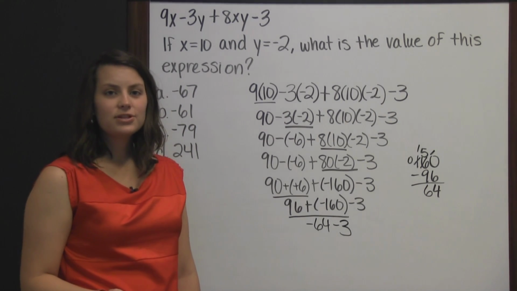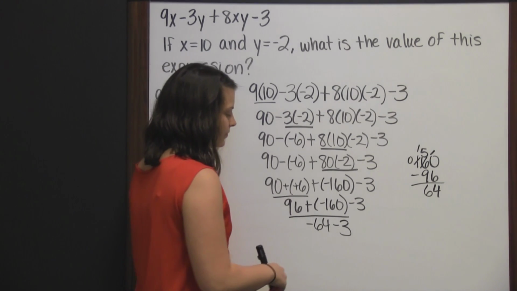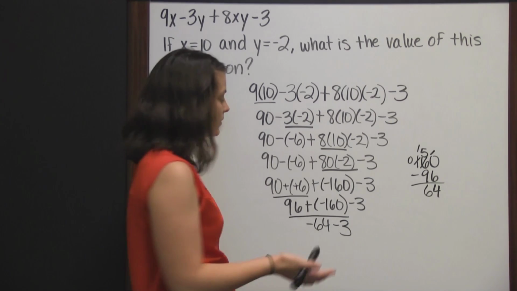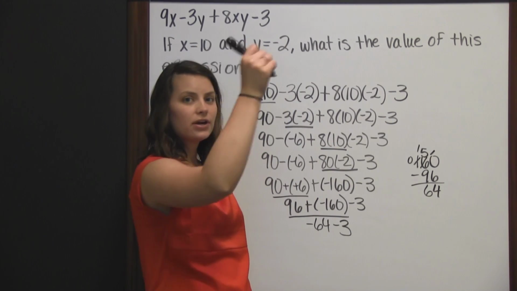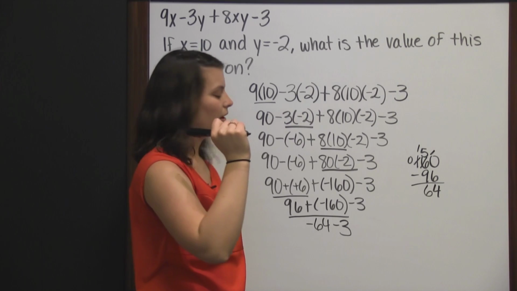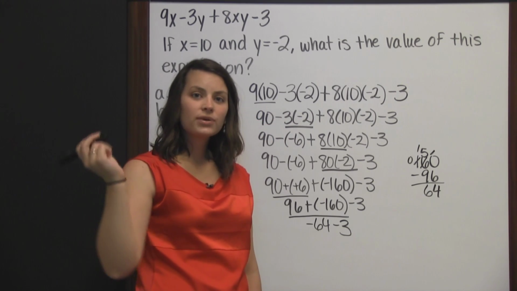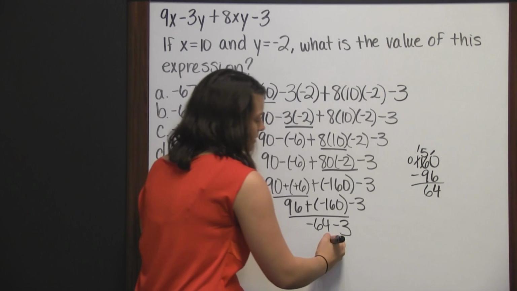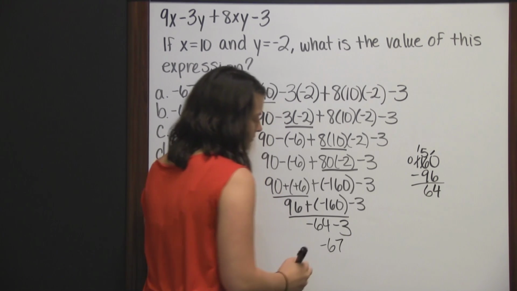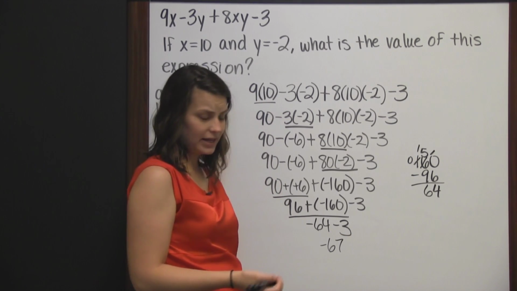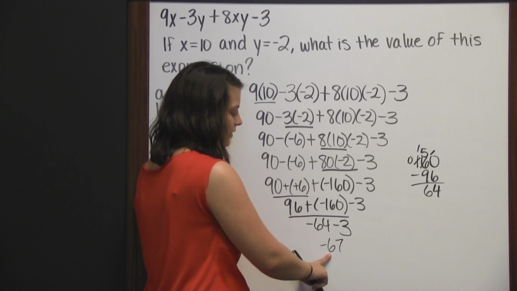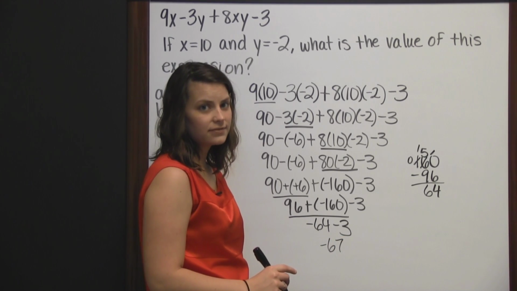And the last thing we do is subtract those numbers. So if you think about where you are in the number line, you're at way over here on the left at negative 64. And then you subtract 3, so you're moving more to the left. Your number's getting even smaller. So that's negative 67. Another way to think about it is you have 64 negatives and 3 negatives. That's a total of 67 negatives.